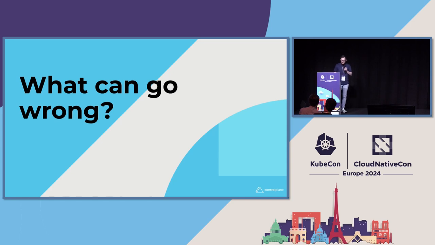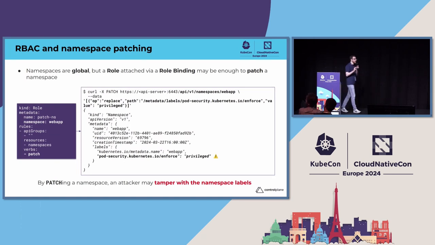So let's now present some examples of threats to our clusters based on namespace misconfiguration. The first thing I want to mention is an operation which might not be that clear, but it's readily available in any cluster. Namespaces themselves are a global resource, but a role with a role binding which allows you to patch a namespace is enough to modify an existing namespace, okay? This might sound counterintuitive, but if you have this level of access, displayed here in the slide, you are able to patch a namespace.